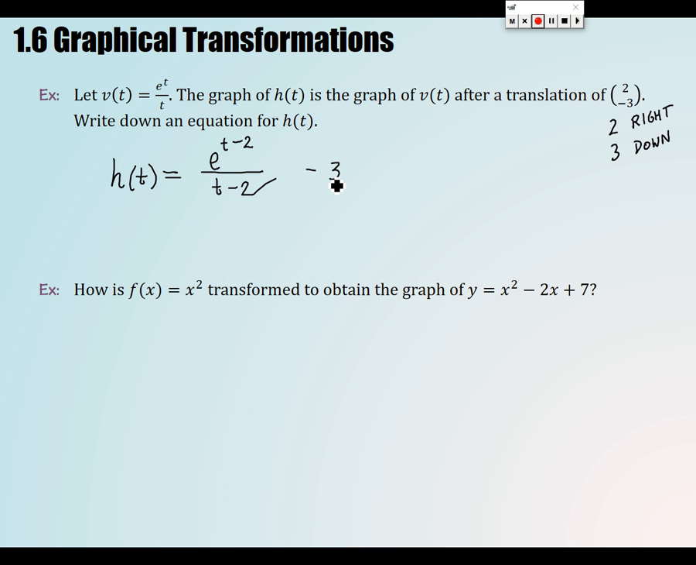Well, that means take every instance of t in the equation and replace it with t minus 2, right? That's every. And if you don't believe Ananya and me, then graph the original on your calculator and see that we did it. I promise. Or plug in a few points until you're convinced that we're right.